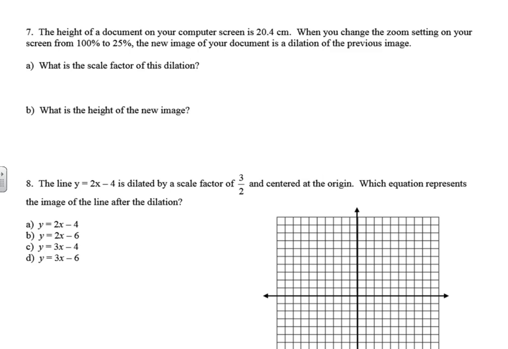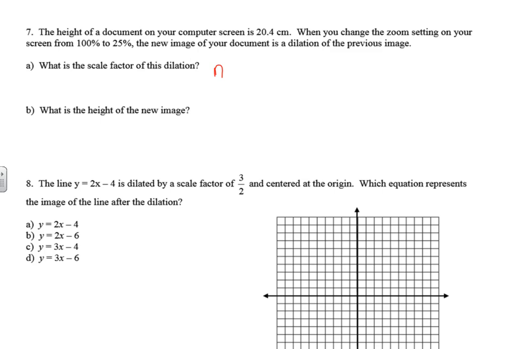The height of a document on your computer screen is 20.4 centimeters. When you change the zoom settings on your screen from 100% to 25%, the new image of your document is a dilation of the previous image. So what is the scale factor?